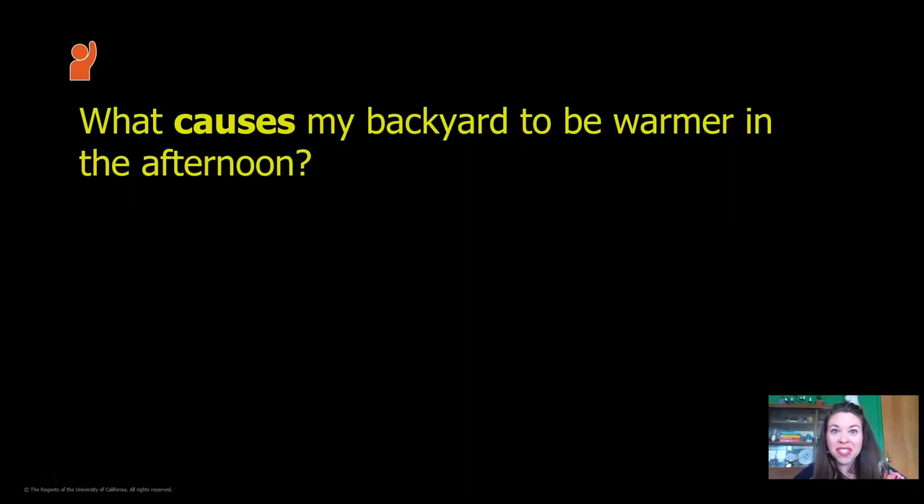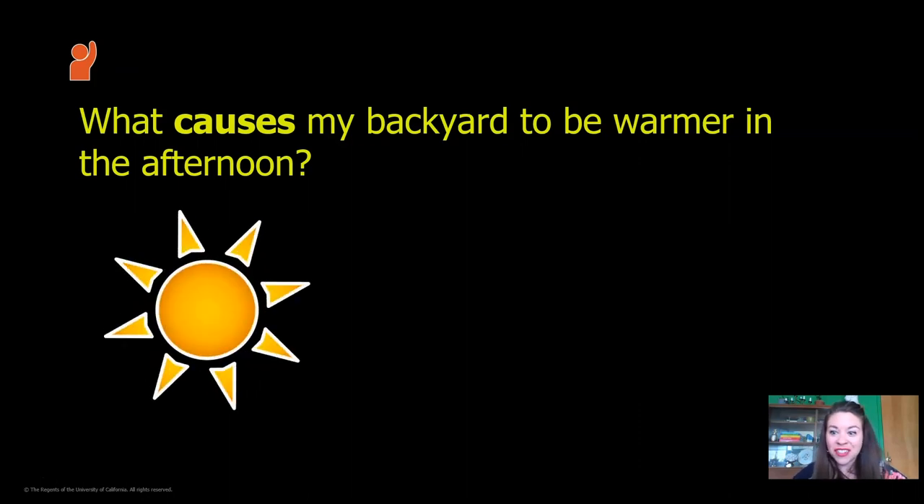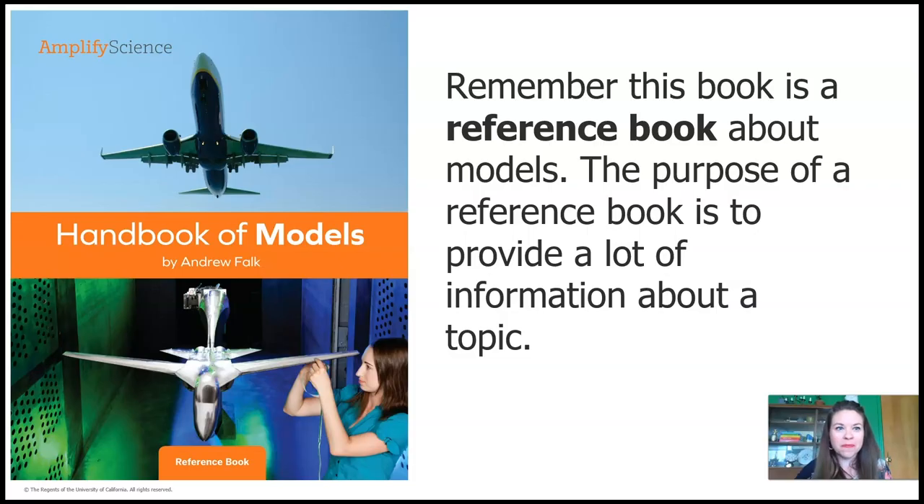Did your answer have something to do with sunshine? Yeah, afternoons are warmer because there's been more time for the sunlight to shine down, just like in our model. When we only have a little bit of sunshine in the morning, it's not as warm. But after the day goes on, hour after hour, more and more sunlight heats up the surface of the earth. That's why afternoons are warmer.